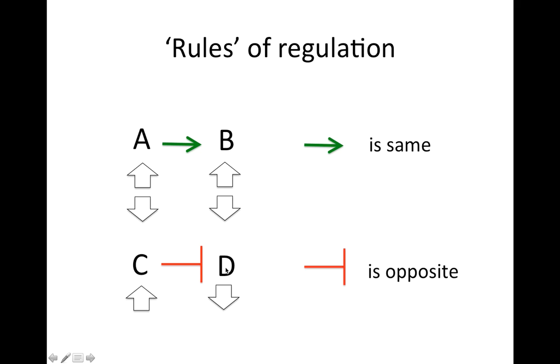However, if it's a block, it's the opposite. Now if we get more product C, that product C will come and bind to and repress product D, so we'll see less product D. That means if we have one of these things, then we're going to see the opposite. When C goes up, D goes down. When C goes down, D goes up.